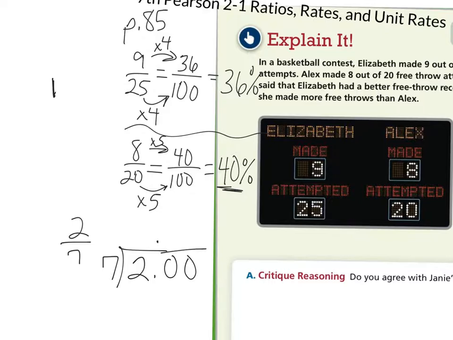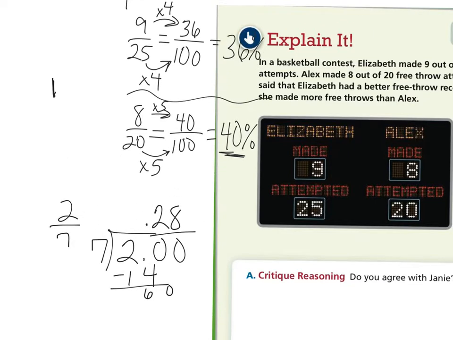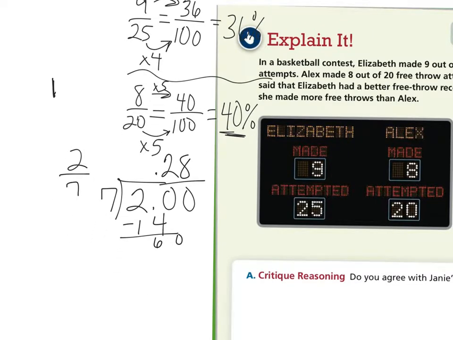So 7 would go into 20 2 times. 7 goes into 60 8 times. 7 goes into 40 5 times. This would keep going, but once you get finished here, you would just move your decimal over 2 spots. So you can see this would be a little over 28%, 2 out of 7.